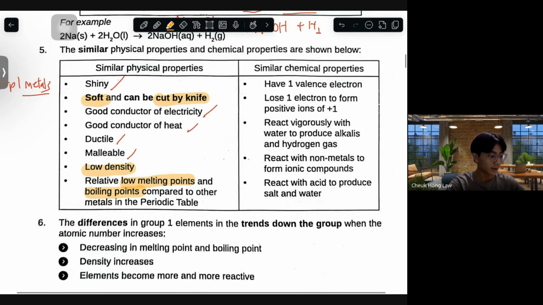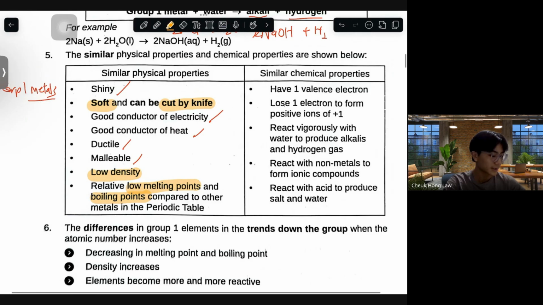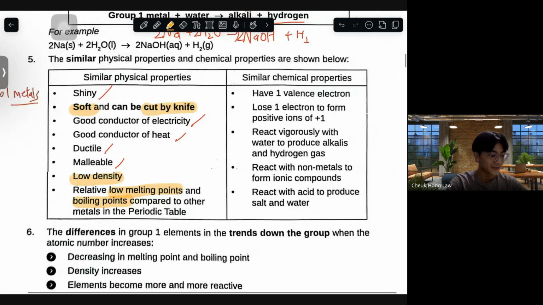Okay, compared to other metals in the periodic table. Because metals, they are known to have high melting and boiling points, right? For group 1 metals, it is slightly lower. Okay, so that is the physical properties.